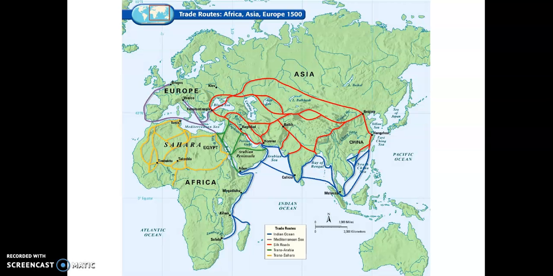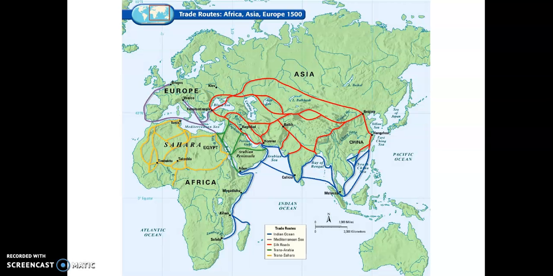So people are buying and selling different items, different things, cloth, gold, and they're also looking for things like spices and silk. And these items are very expensive because they're being shipped or carried across a lot of land. So these items are being exchanged from Africa to Asia and eventually Europe. And other ideas are exchanged as well.